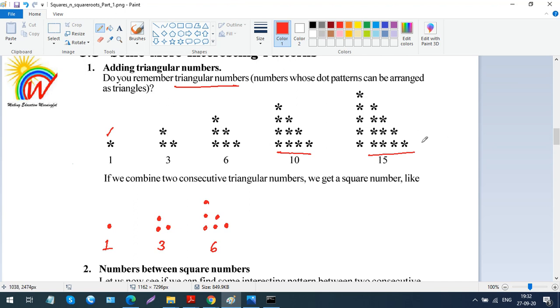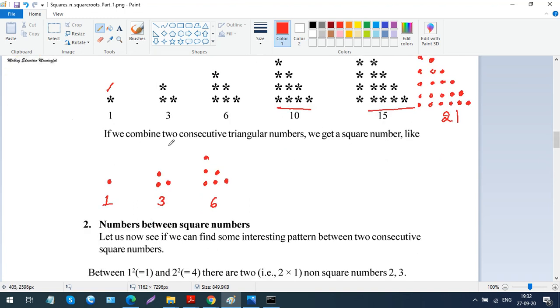If you want to do the next one, what will you do? You will do 1 in the first row, 2 in the second row, 3 in the third row, 4 in the fourth row, 5 in the fifth row, and for the next one, 6 in the sixth row. What does that give you? 21. So these are the triangular numbers: 1, 3, 6, 10, 15, 21, etc. Here they are saying if we combine two consecutive triangular numbers, we get a square number.